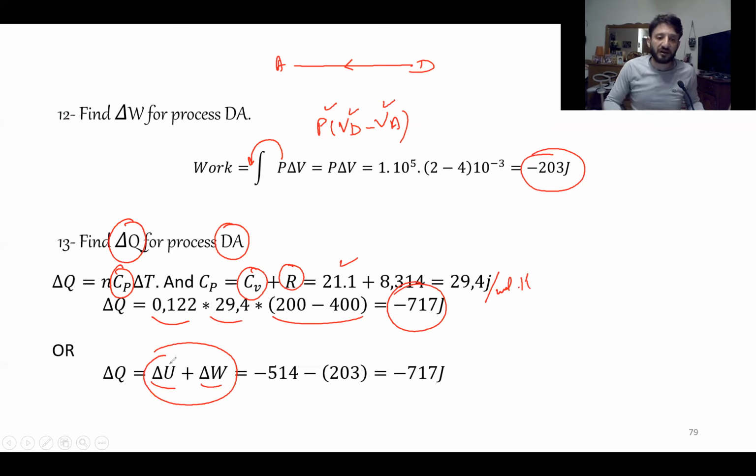We have the value. No, be careful. Here, delta U equals delta. No, it's okay. It's okay. So we have the value of delta U and the omega. So finally we get a negative value of delta Q, as we have cooling. Okay.